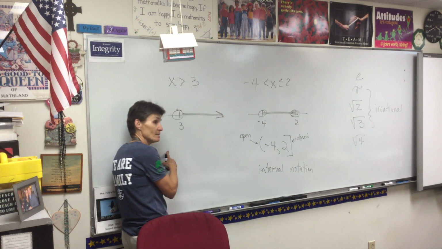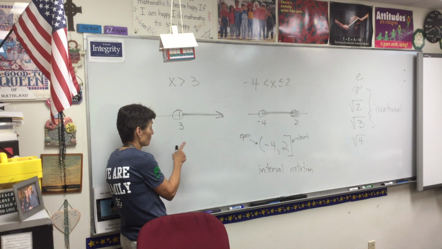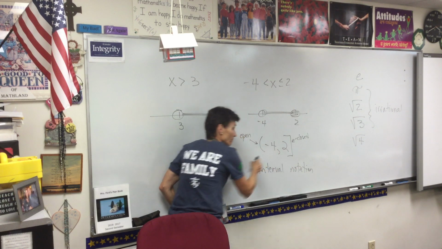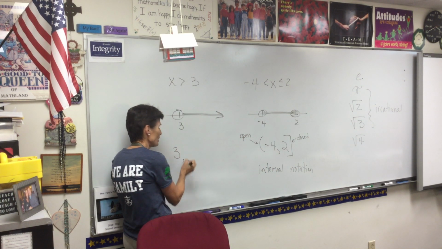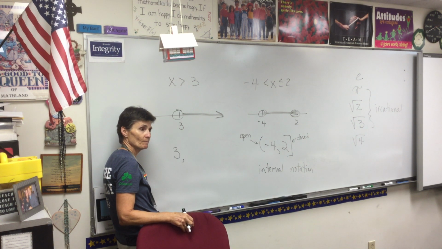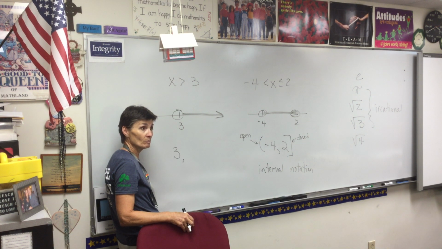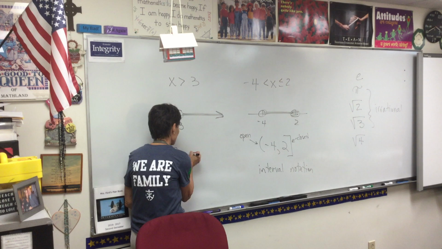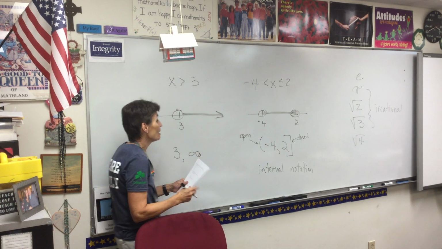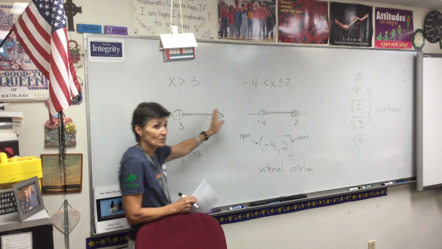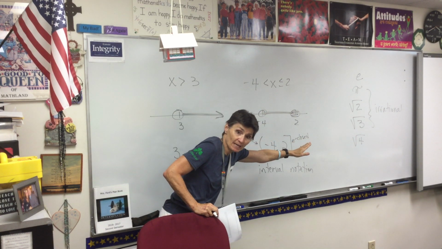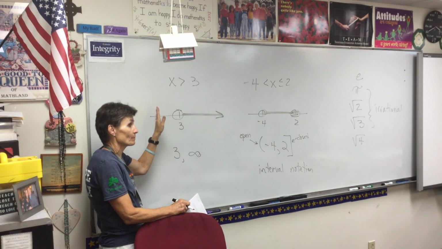So let's back up to this one. Now, remember, I have to have 2 numbers in there. I only have 1 number on my number line. What do you think the other number will be? Not 0. Infinity. I heard somebody say it, infinity. Because what are we graphing here? We're graphing 3 to infinity, right?